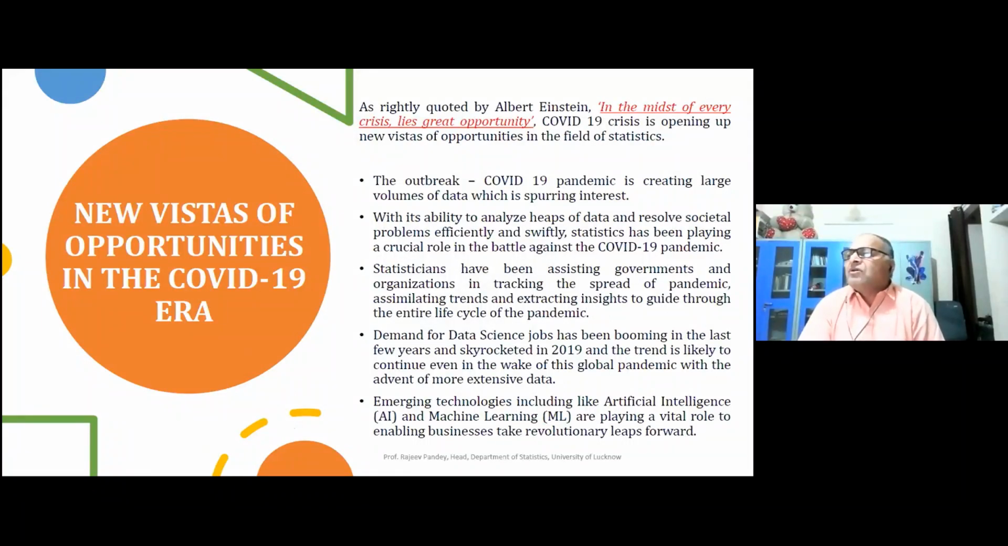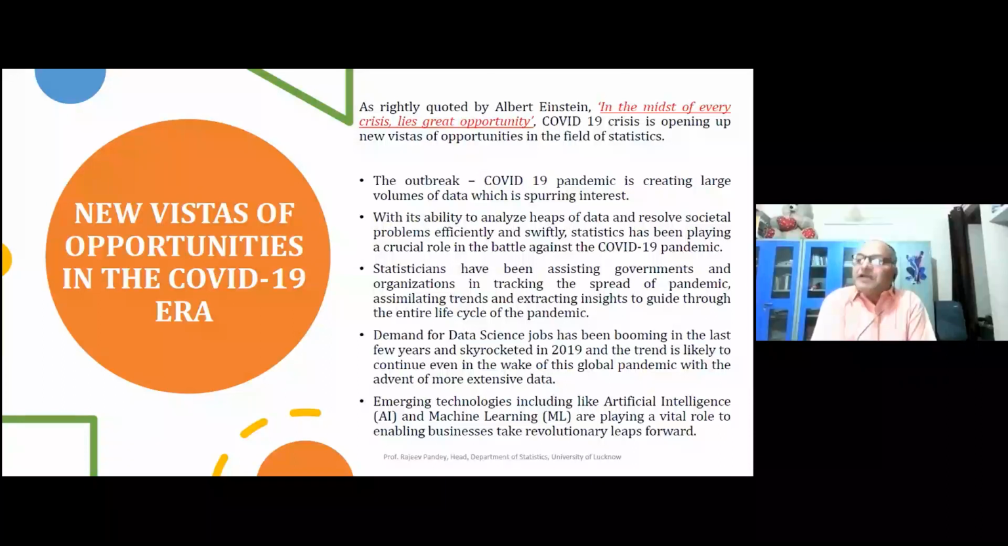Statisticians have been assisting governments and organizations in tracking the spread of the pandemic, assimilating trends, and extracting insight to guide them through the entire life cycle of the pandemic. Demand for data science jobs has been booming in the last few years and skyrocketed in 2019, and the trend is likely to continue even in the wake of this global pandemic with the advent of more extensive data.